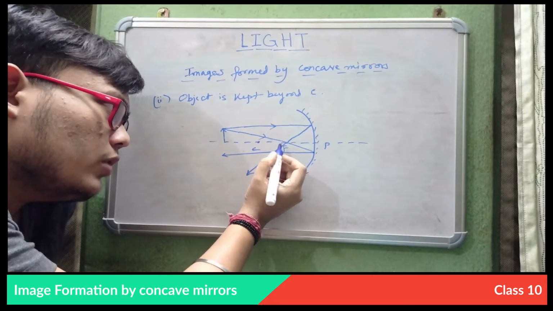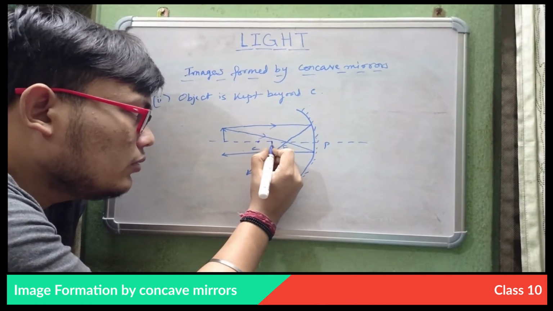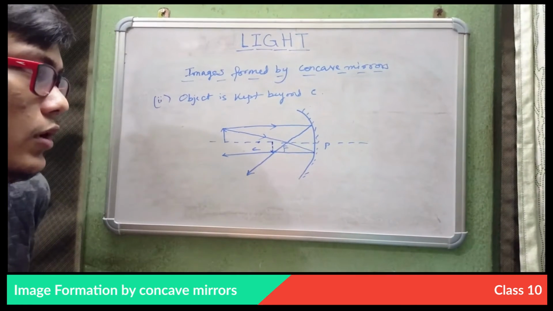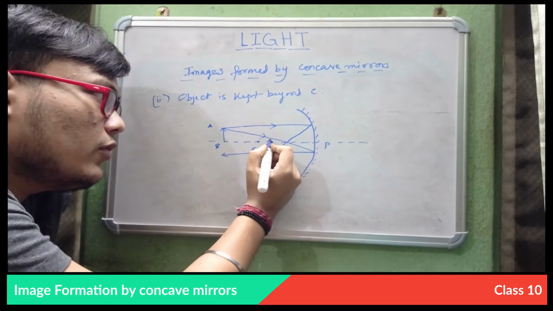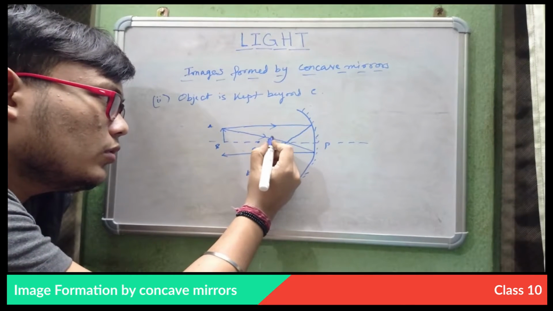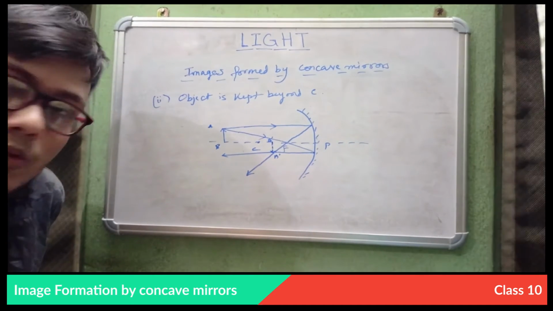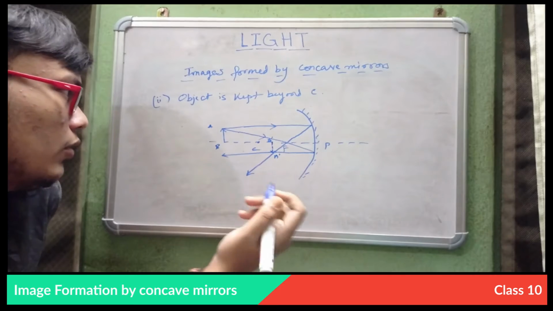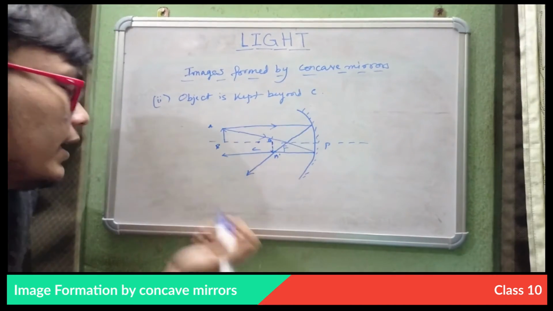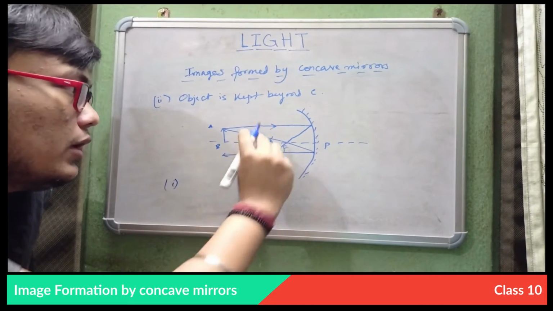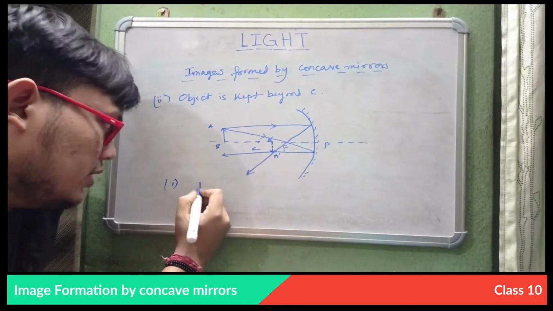So these two rays join at a point here, and so the image will be formed, right? So if this is the object AB, the image will be formed B bar A bar. So it is an inverted image which is formed, right? So now what can be the characteristics of the image formed? It is not highly diminished, but it is diminished in nature, right? So it is diminished.